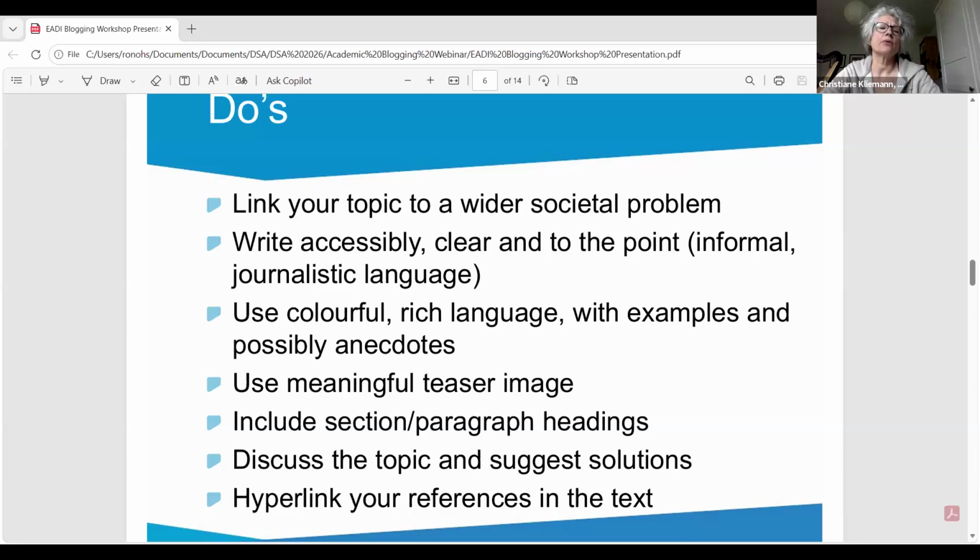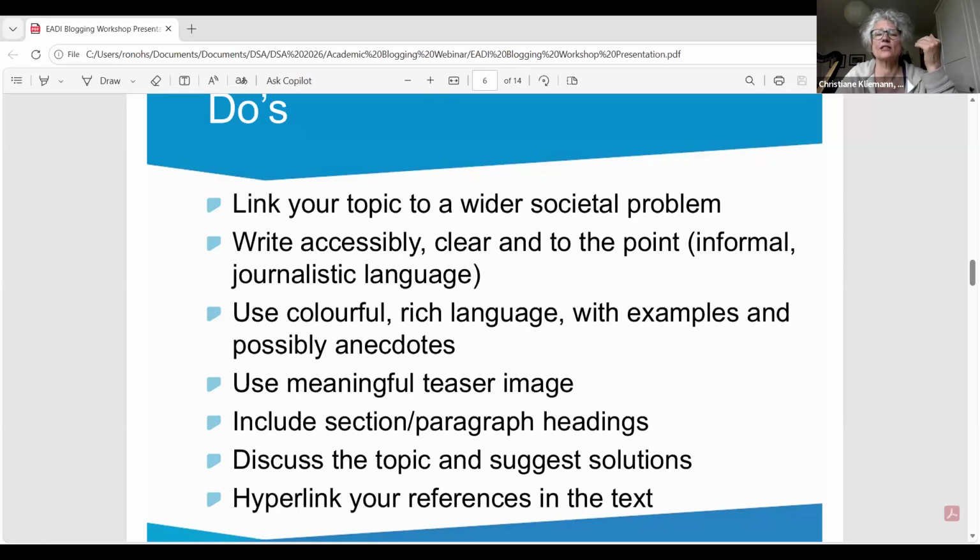For do's, which is very important if you're writing on something quite specific, maybe a specific topic in a specific country, link your topic to a wider societal problem. Or, if there's something in the news, something under discussion, show how your topic relates to it, if it relates. And it's important to write accessibly, clearly and to the point, to use informal, journalistic language, and to use colorful and rich language with examples.